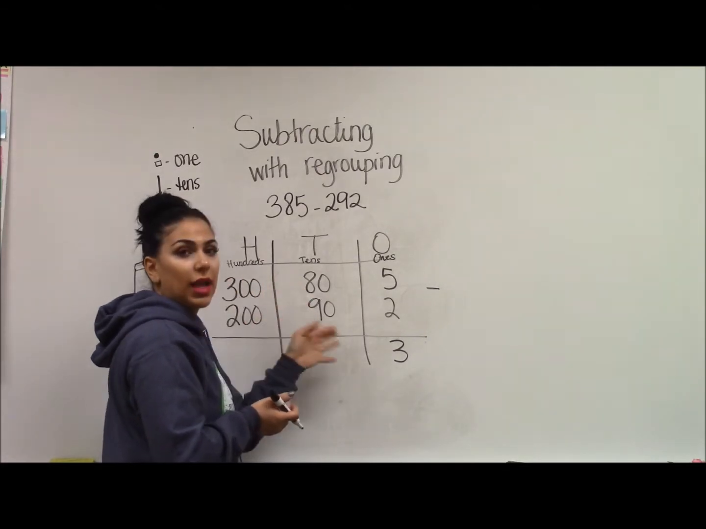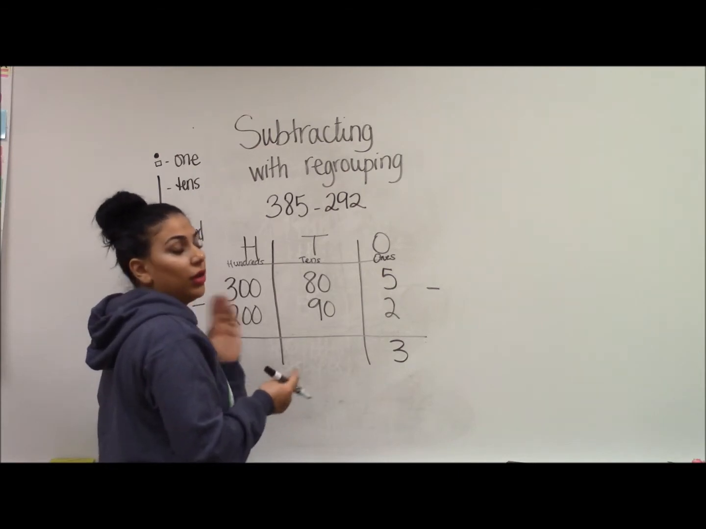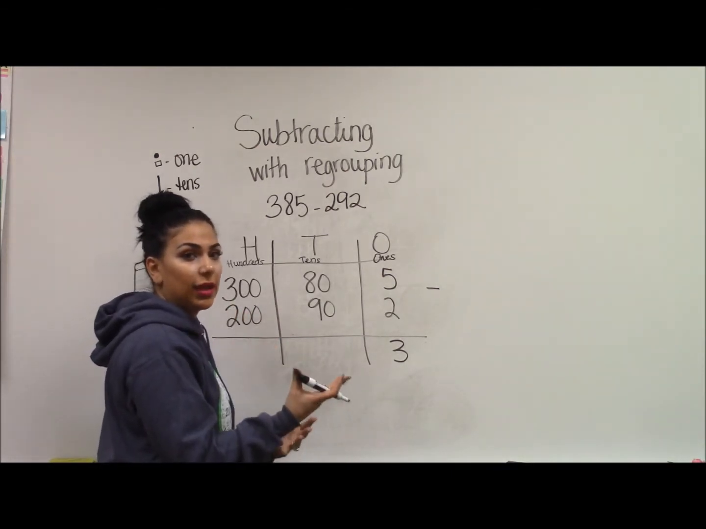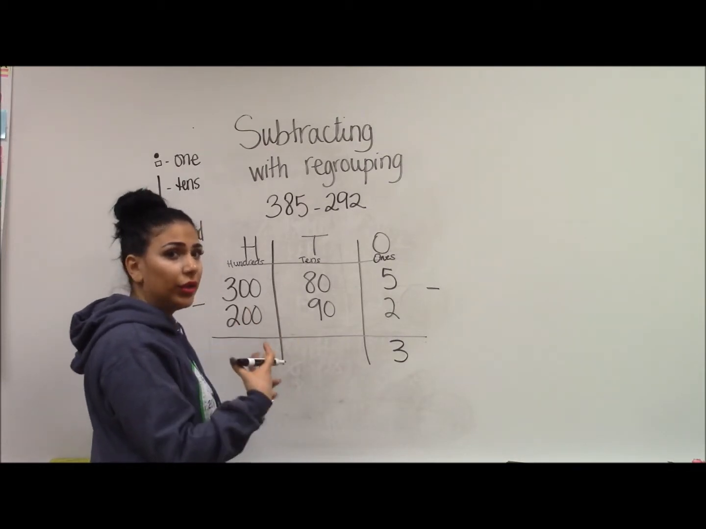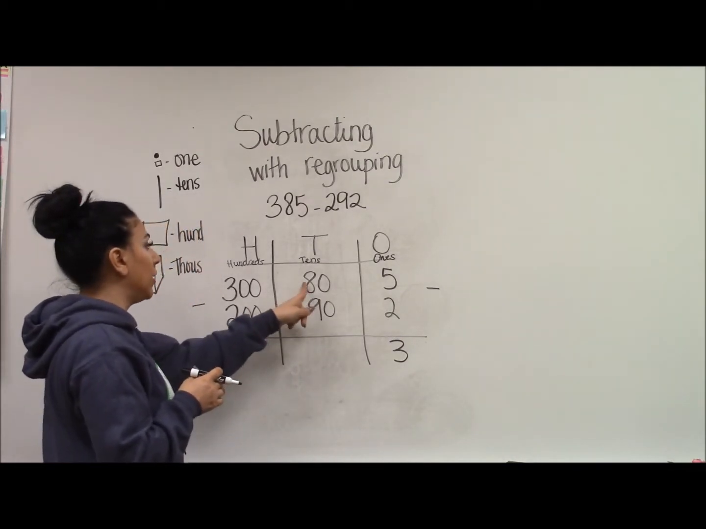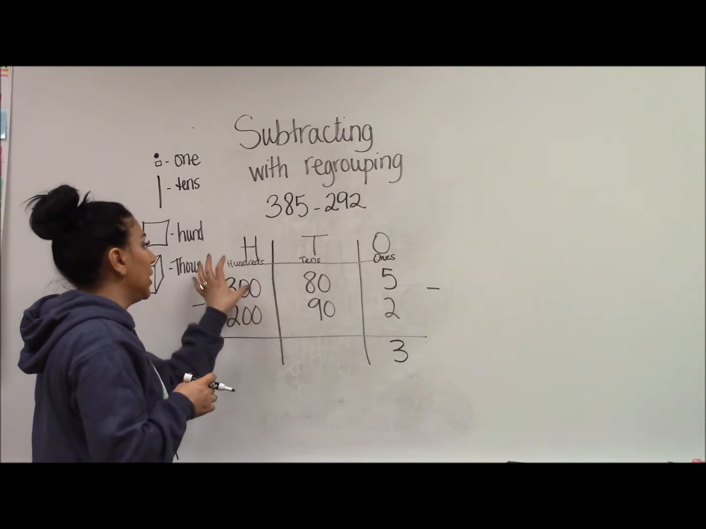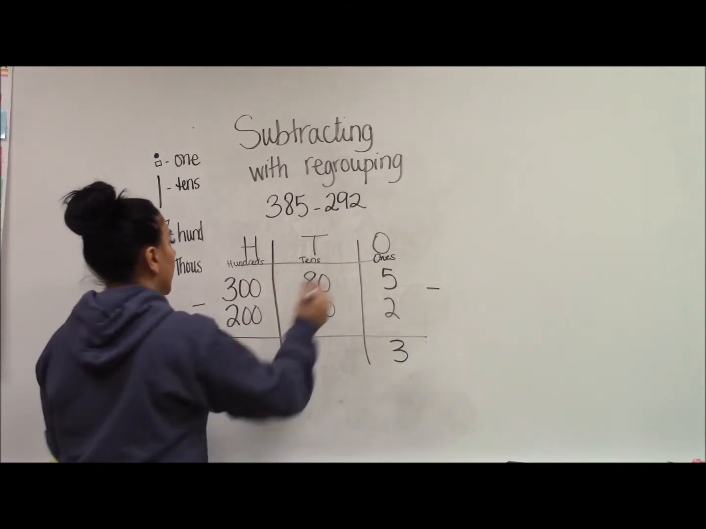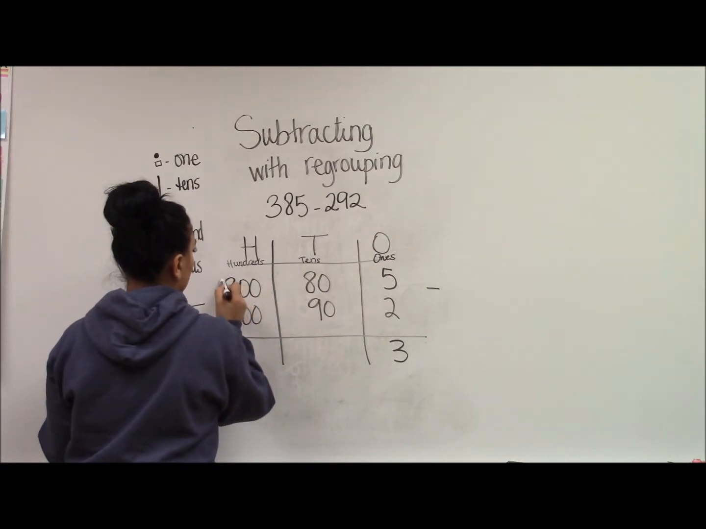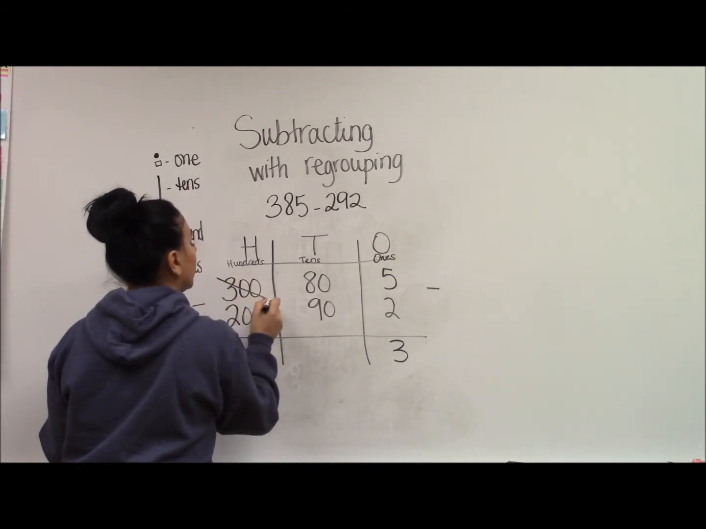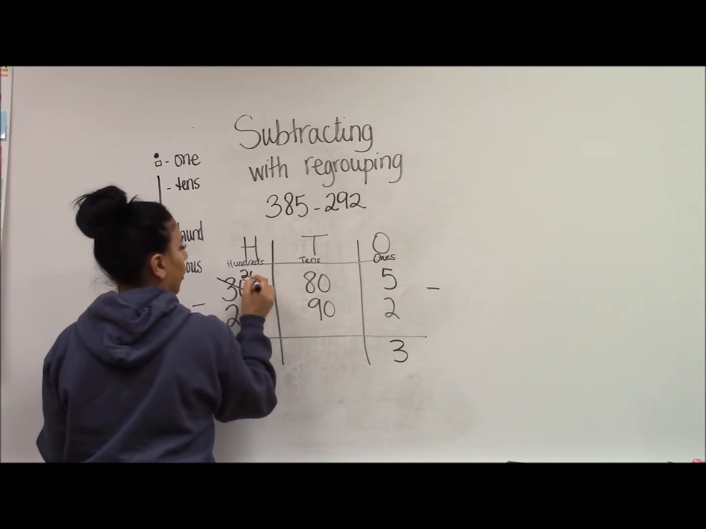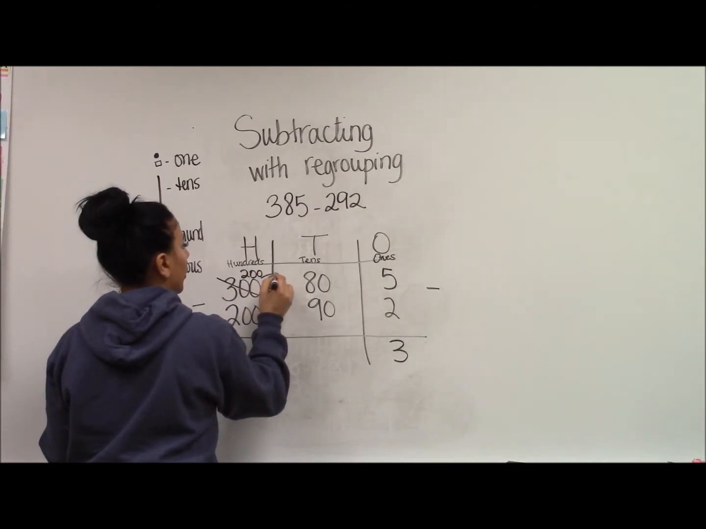So we used to say go next door and borrow, but we now just call it regrouping because we want them to see that numbers have meaning and they have value. And when you need an extra 10, you're going to go to your hundreds place and you're going to take away 100 and give it to the tens place. And so I'm going to regroup this 100. And so now it didn't go away, it just went over to the 80.